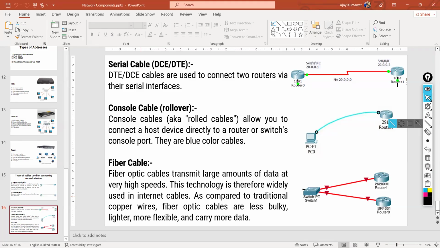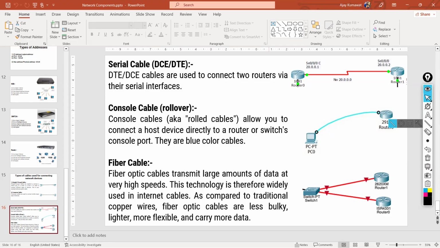And also, you already know, right? The circumference of Earth is 40,000 kilometers. That means your light signal in 1 second can travel around 7 to 8 times around the Earth. So that is the reason that fiber optic cables can transmit a large amount of data at very high speeds. So this technology is widely used in the internet cables, those cables we saw, right? The entire world is connected. So those are all fiber optic cables.